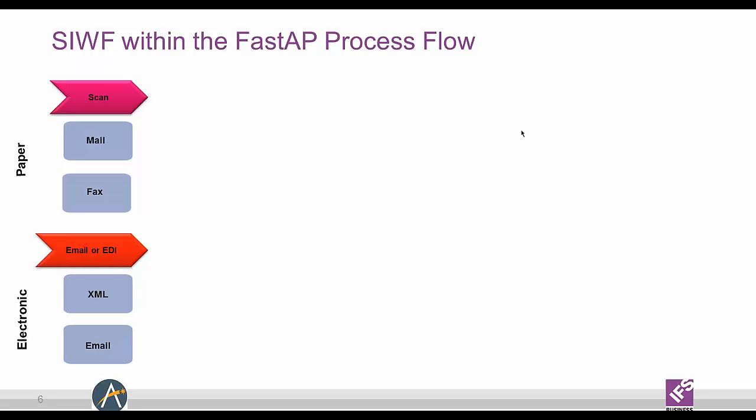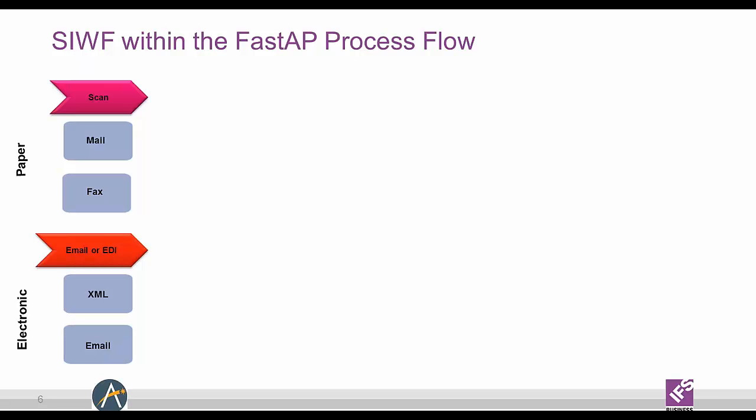So Jackie's shown you supplier invoice workflow in Apps 8 and in Apps 9, and she's shown you how you can use it to automate your processing, the coding, the matching, and the workflow routing within IFS. Now here's the broader picture of supplier invoice workflow within the FastAP process flow. So if you have FastAP, then we can pick up your invoices.